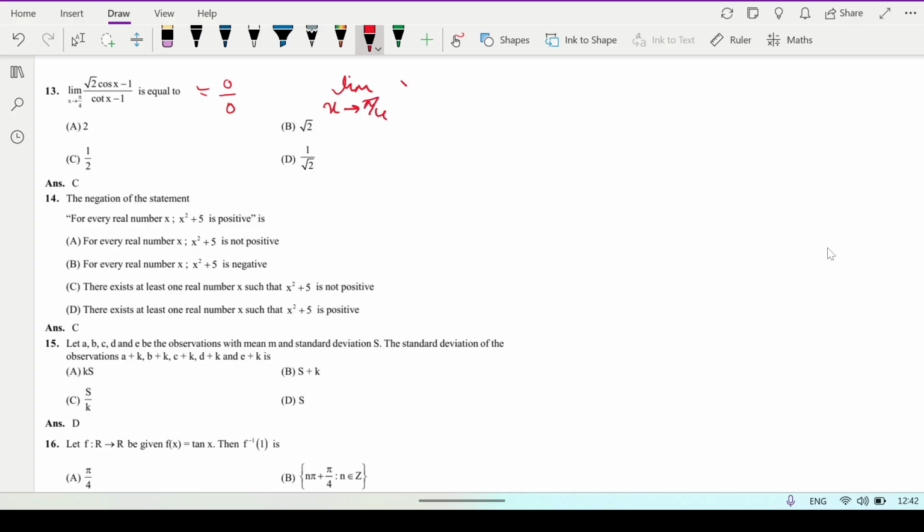That means we get differentiation of root 2 cos x will be root 2 sin x, differentiation of minus 1 is 0, divided by differentiation of cot x is minus cosecant square x, and again differentiation of minus 1 will be 0. If we simplify this, minus minus will get cancelled. Substitute the value: root 2 into sin pi by 4 means 1 by root 2, divided by cosecant square pi by 4, so that is root 2 whole square. Root 2 will get cancelled. So the answer is 1 by 2. That is option C. Next question.